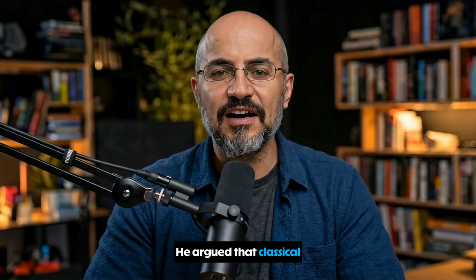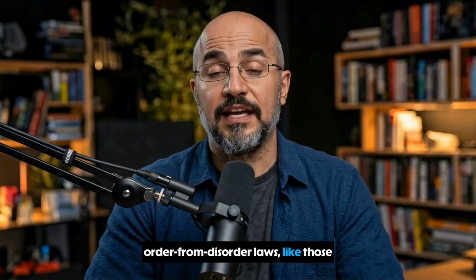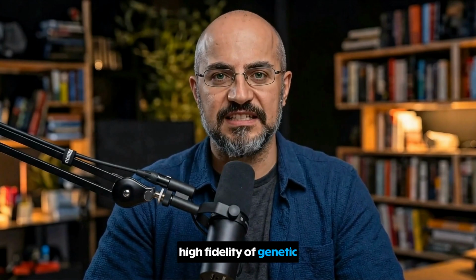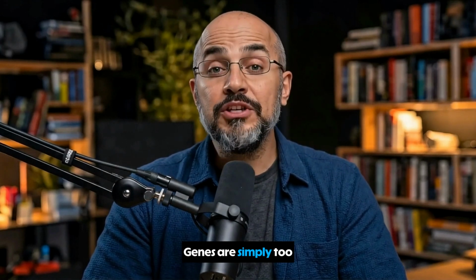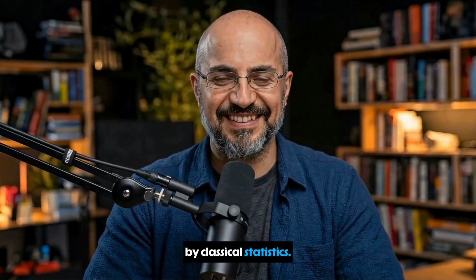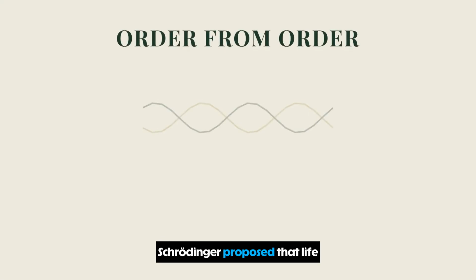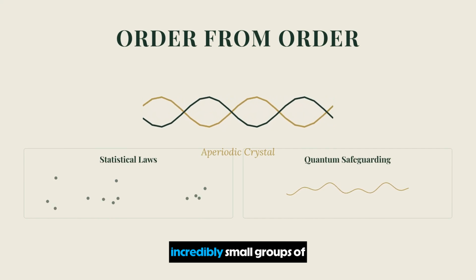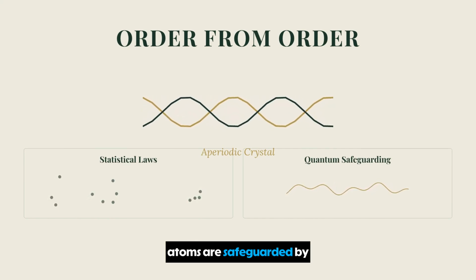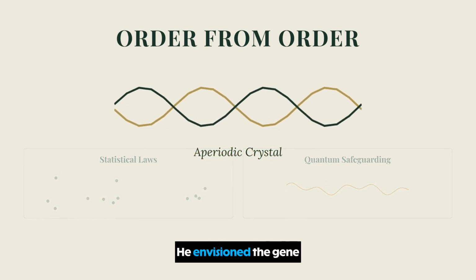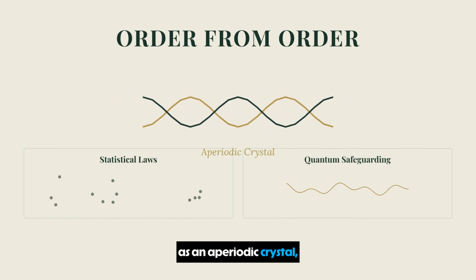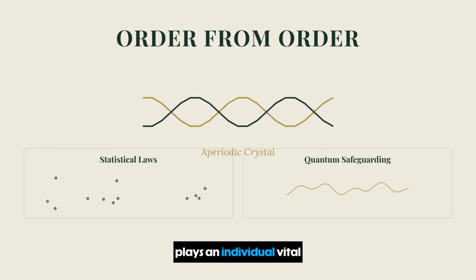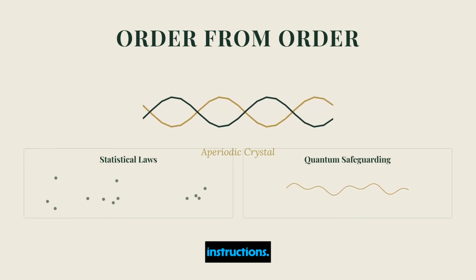He argued that classical order from disorder laws, like those governing gas in a balloon, couldn't explain the high fidelity of genetic inheritance. Genes are simply too small to be governed by classical statistics. Schrödinger proposed that life relies on an order from order principle, where incredibly small groups of atoms are safeguarded by quantum theory. He envisioned the gene as an aperiodic crystal, that is, a complex molecule where every atom plays an individual, vital role in the organism's instructions.